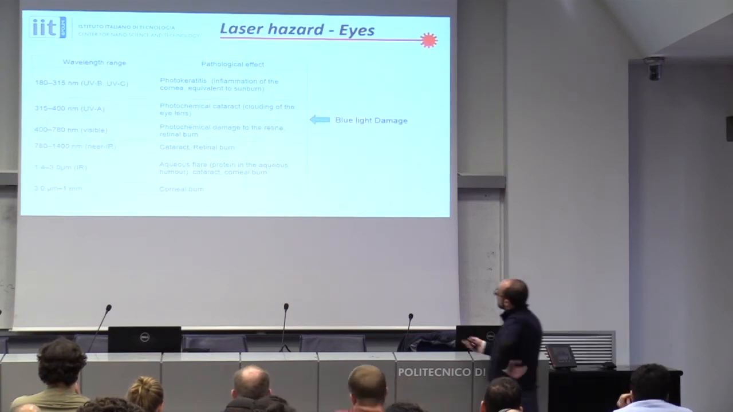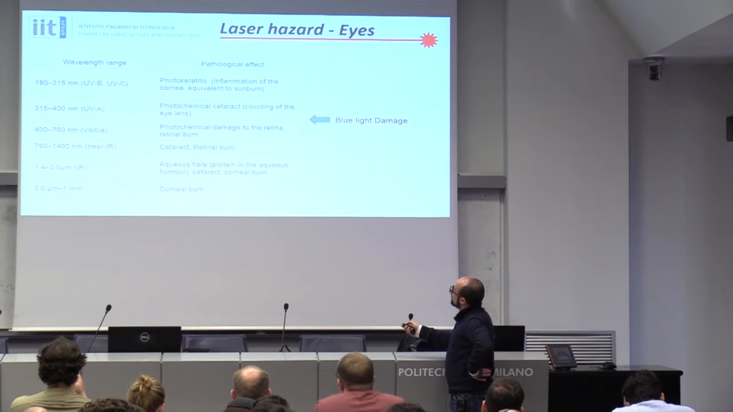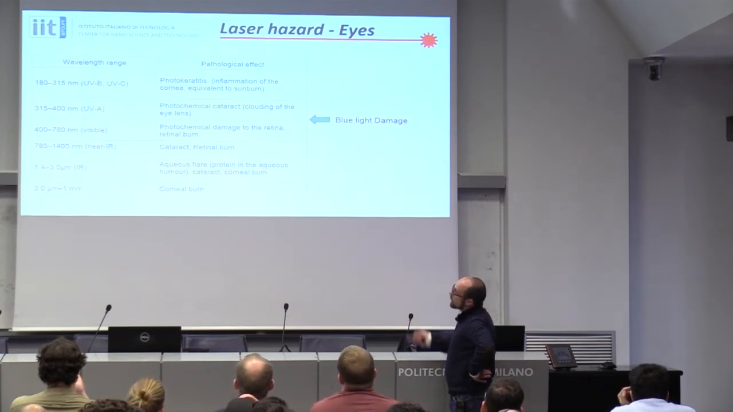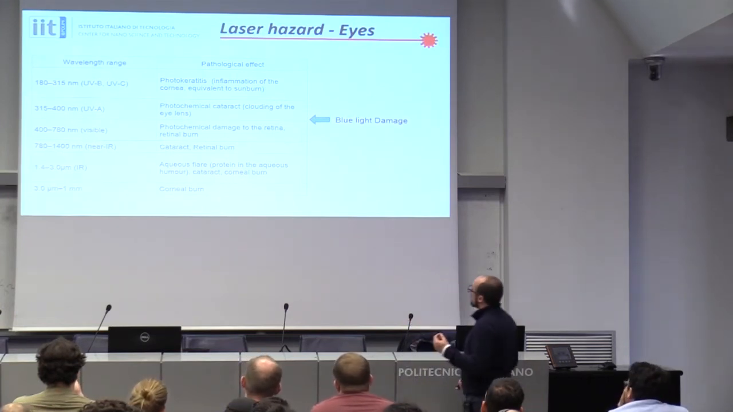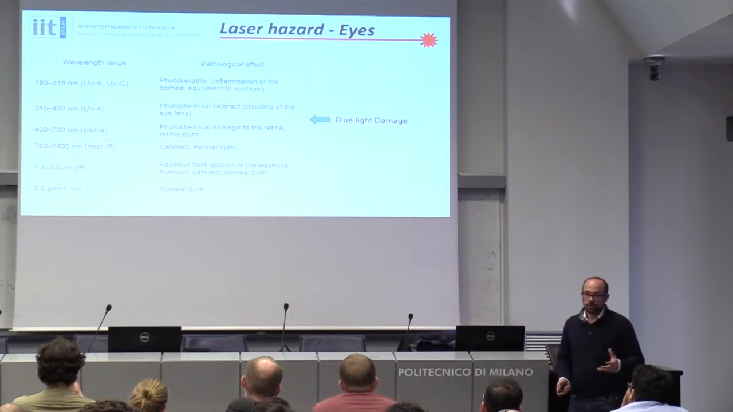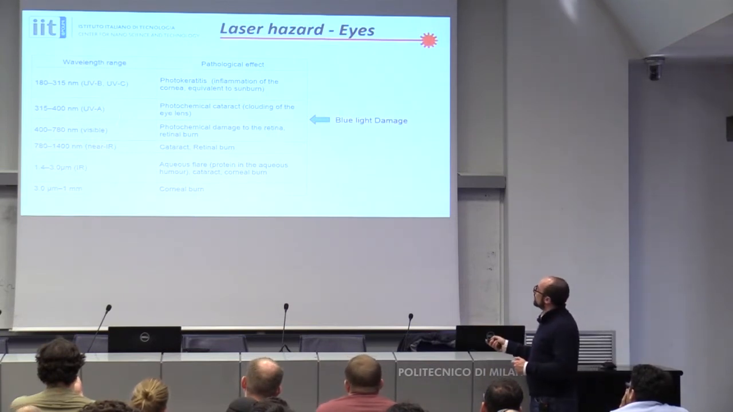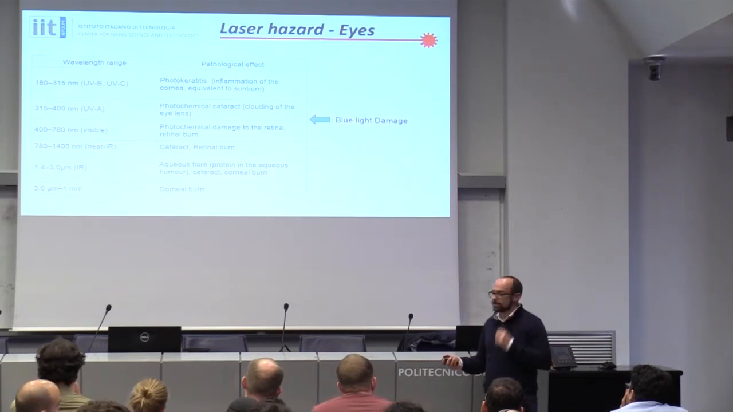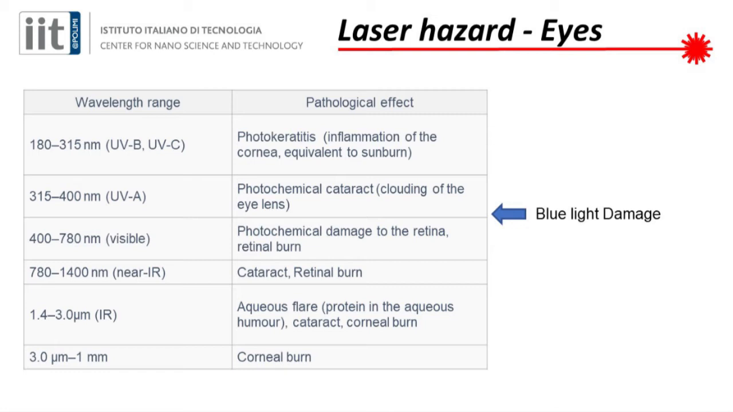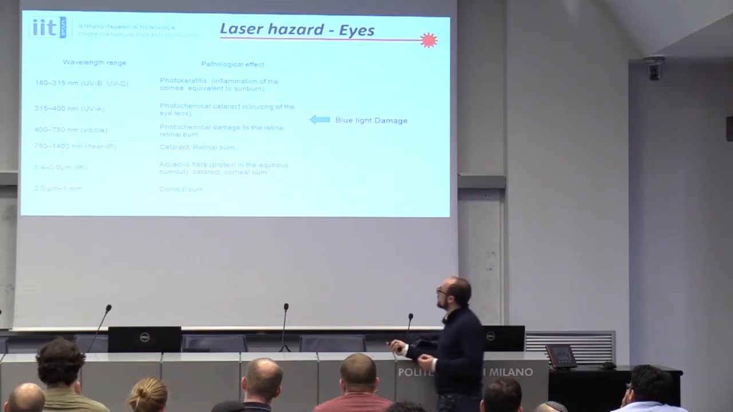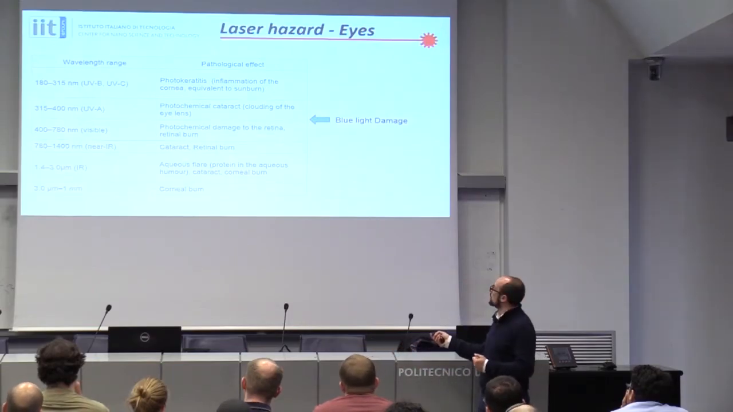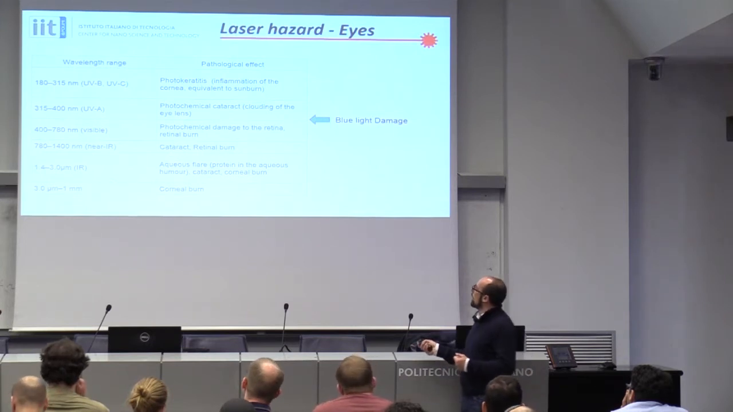And let's have a look at this. Indeed, when you are in the UVB, UVC, you can have photokeratitis, as I told you. It's an inflammation of the cornea. It's actually sunburn, okay? Then when you get to UVA, you can have a photochemical cataract, so it's clouding of your eye lens. In the visible, of course, the vast majority of damage is given to the retina, and the same is in the near infrared up to 1.4 microns. So you can have retinal burn and also some problems with cataract.